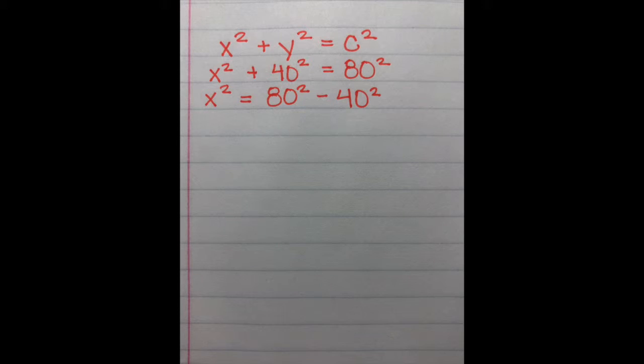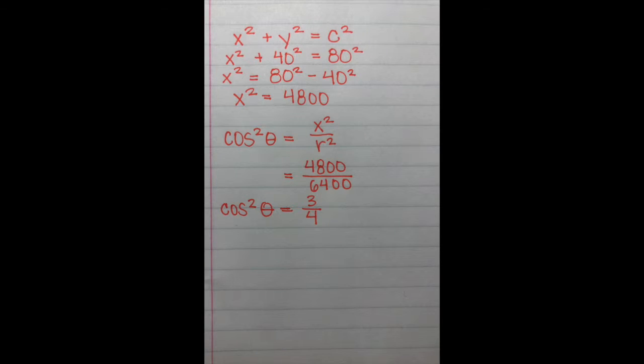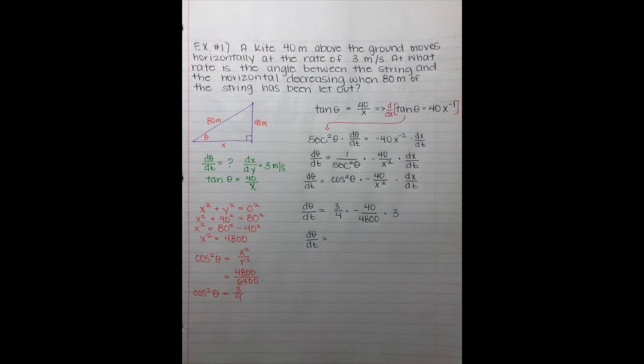To find x squared, you use the Pythagorean theorem, and that would give you x squared equals 4,800. Plugging in the x squared to the cosine squared theta equation, you get cosine squared of theta equals 3 over 4. Once you have everything you need, you plug in 3 over 4 for cosine squared theta times negative 40 over 4,800 because it's x squared times 3.